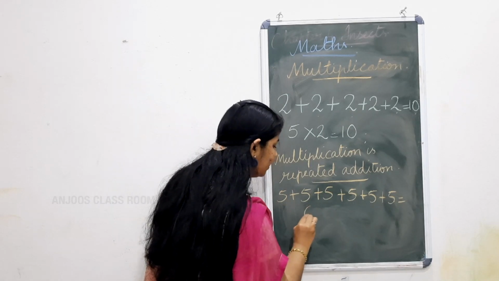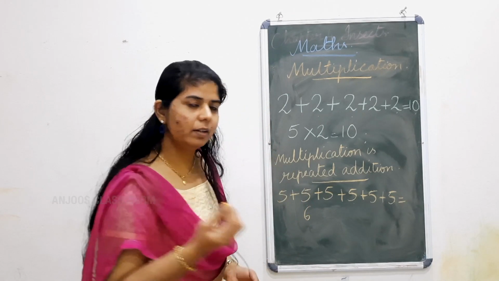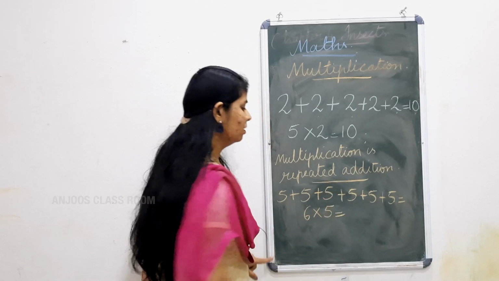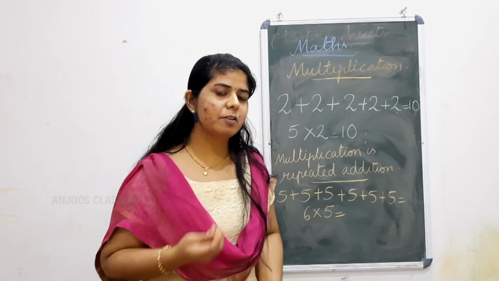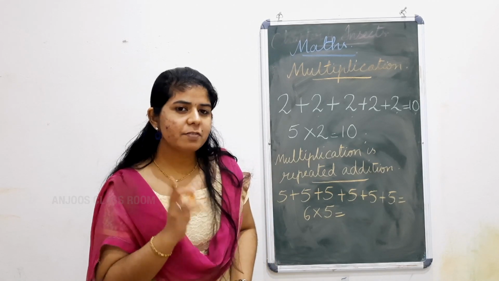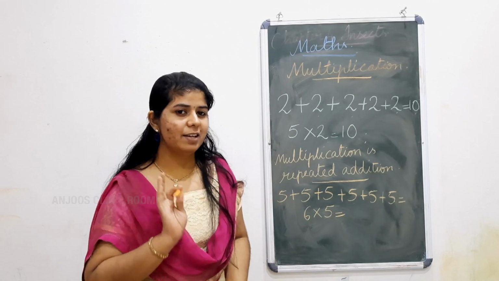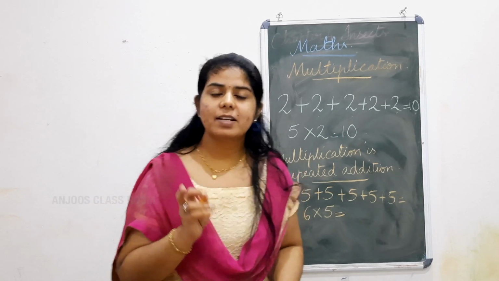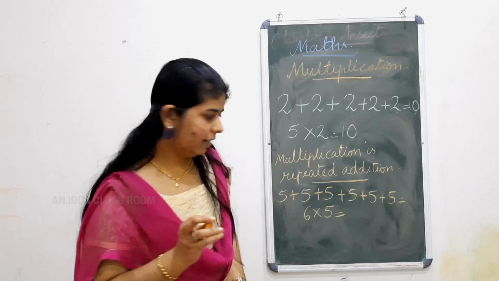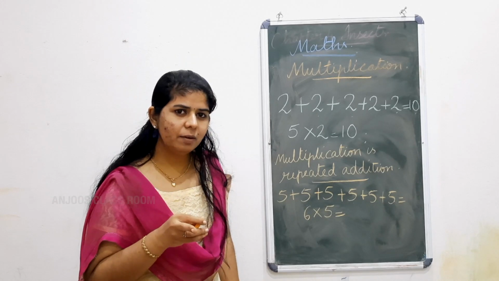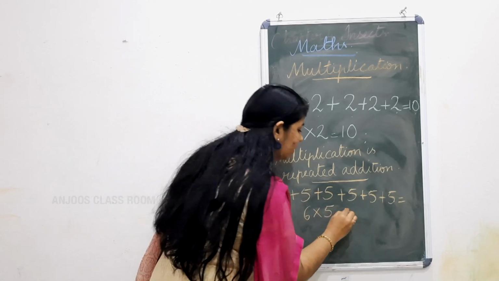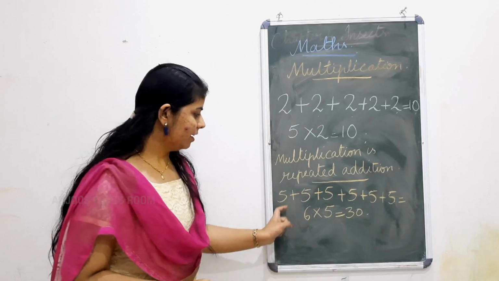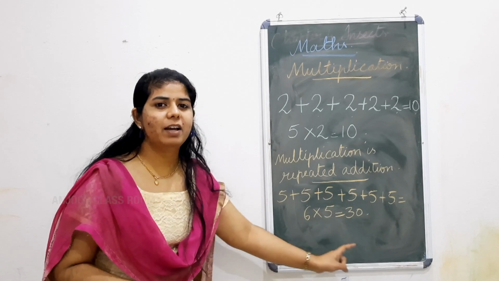6 times 5 is written. Do you know the tables of 6? First you have to learn the tables. What is 6 times 5? 6 times 5 is equal to 30. Sure? 6 times 5, or 6 into 5, is equal to 30.